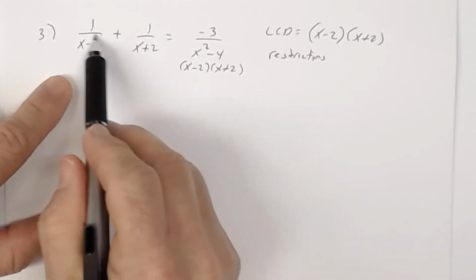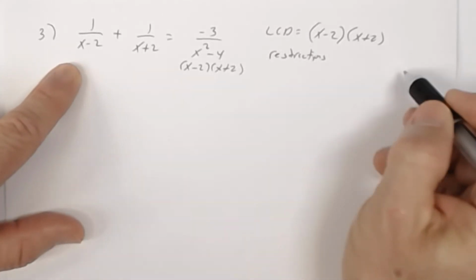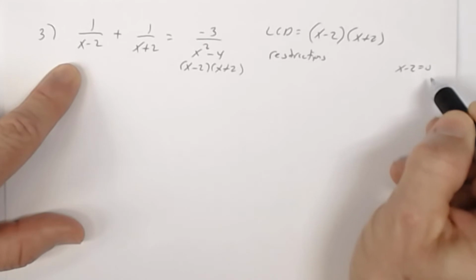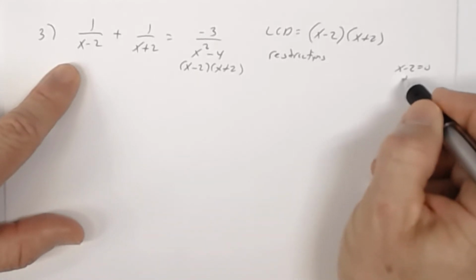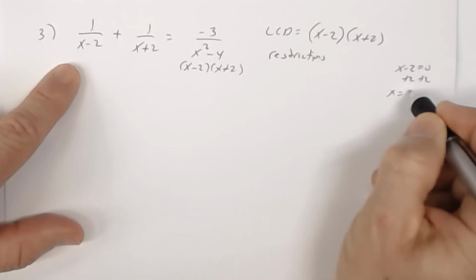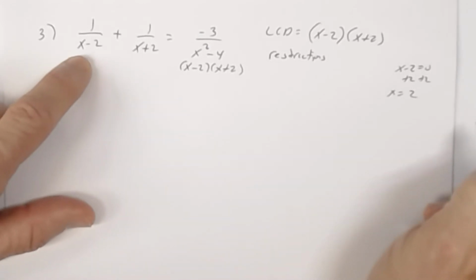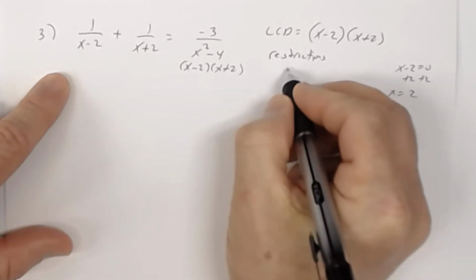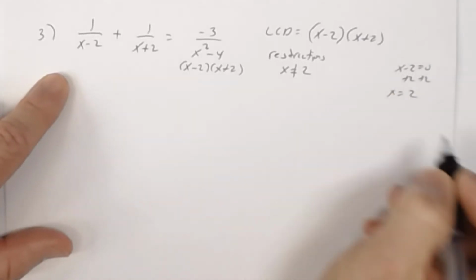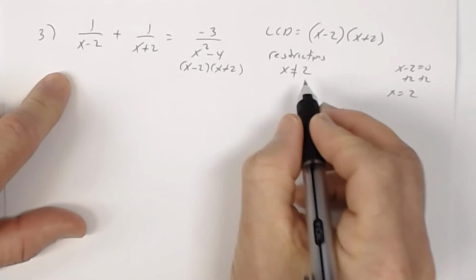So if you look at this, x minus 2, and I set that equal to 0, I want to find out what makes this x minus 2 equal to 0. So you add 2 to both sides, and now you have x is 2. So 2 makes this denominator 0, because 2 minus 2 is 0. So there's one of your restrictions. X cannot equal 2.